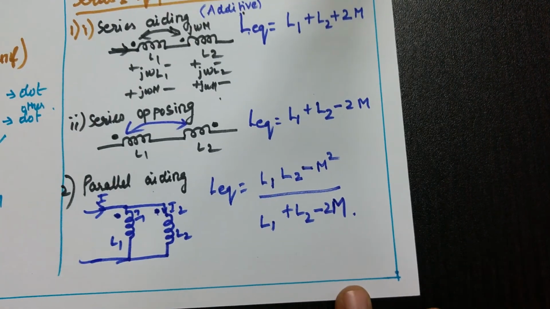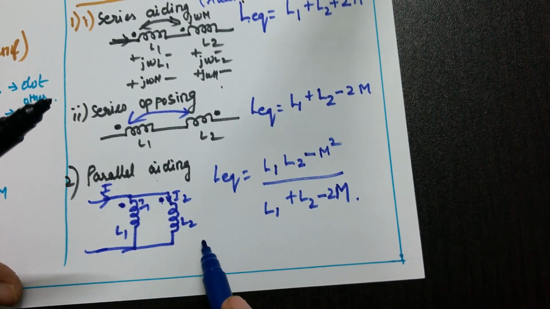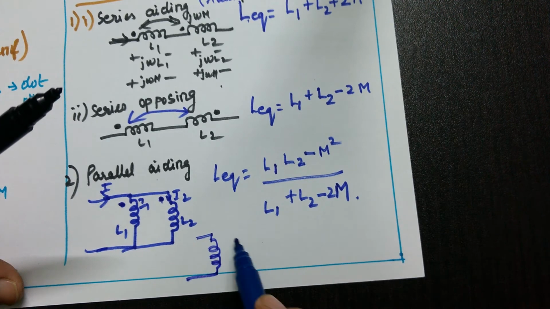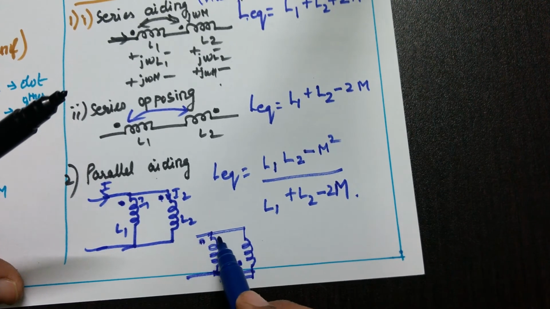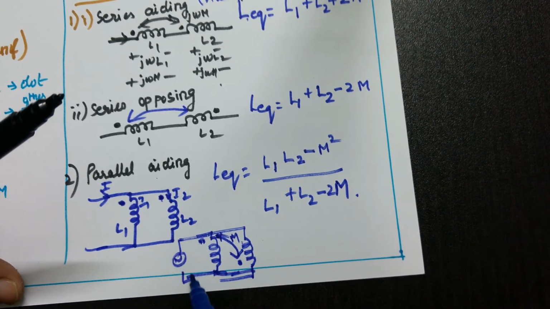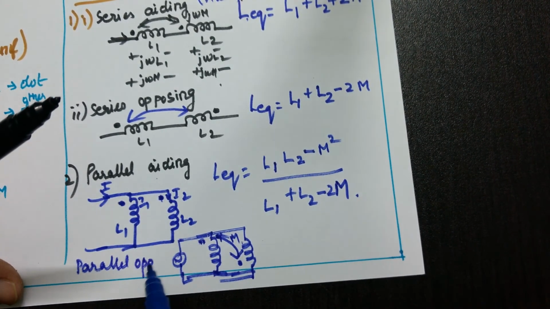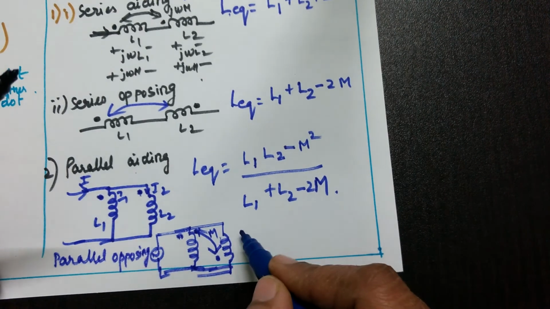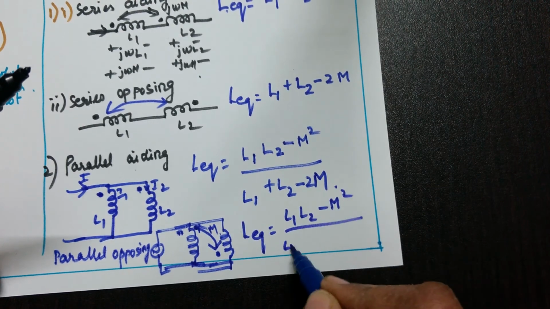Like that, for parallel opposing, the dot representation will be like this. So the mutual inductance will be represented like this. It is excited. This is parallel opposing. For that, L equivalent will be equal to L1 L2 minus M square, divided by L1 plus L2 plus 2M. It will be subtractive in nature.